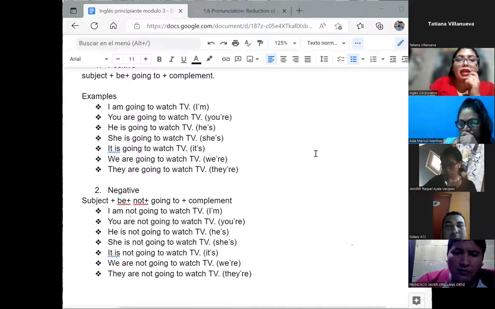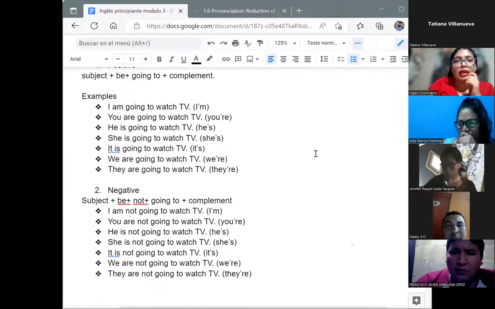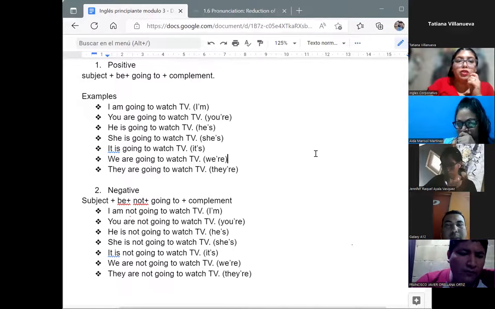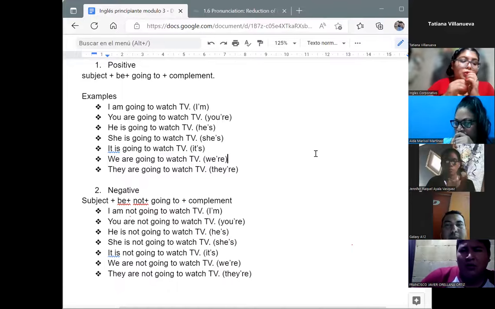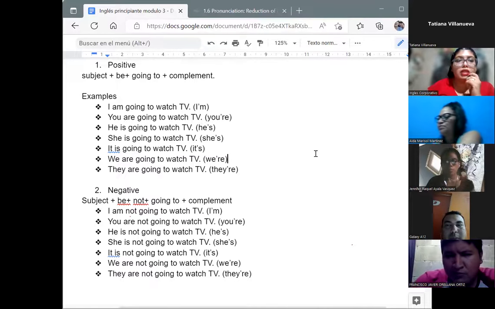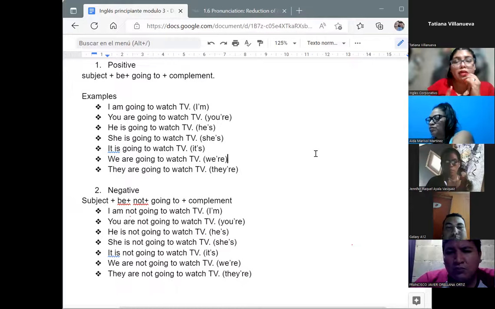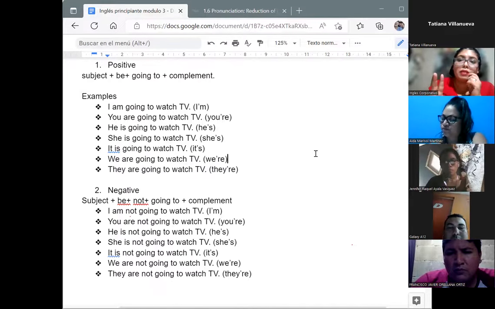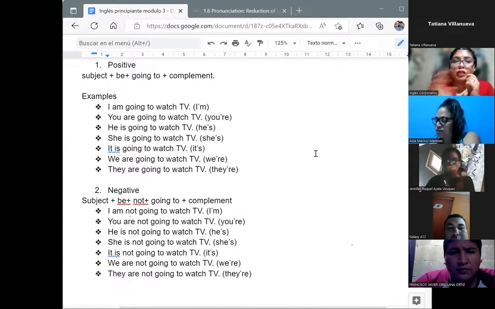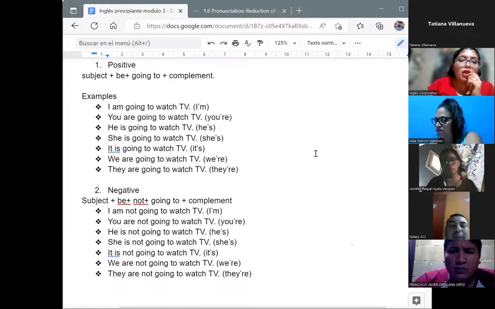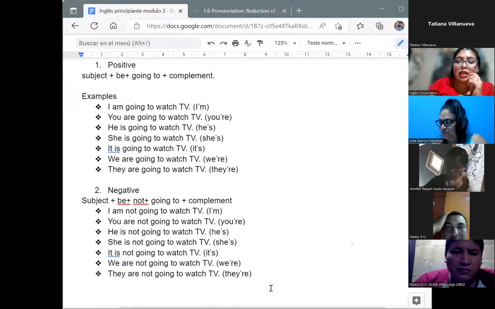Okay. In the questions, you know that when we are not using WH words, we are going to use in this case the verb to be. En este caso no estamos utilizando las WH words, que son las palabras que utilizamos para las preguntas en inglés. En este caso estamos utilizando el verbo to be, así que lo primero que vamos a hacer es tomar la oración que ya tenemos en positivo, pero le vamos a cambiar el orden en el que vamos a escribir el verbo to be y el sujeto. Es lo único que le vamos a cambiar, el orden del verbo to be y del sujeto.